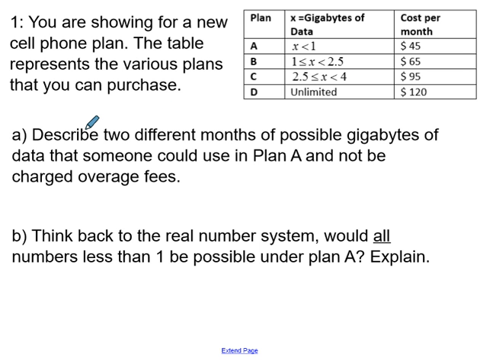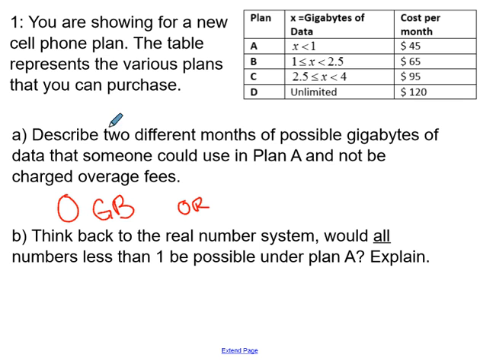Question A says, describe 2 different months of possible gigabytes of data that someone could use in plan A and not be charged any overage fees. Well, let's think about what plan A is. It says X is less than 1. Well, what are some numbers less than 1? There's a bunch of different answers I could have for this. One option would be 0. It's possible that somebody uses 0 gigabytes of data. Not probable, but it is possible. So that's one option.